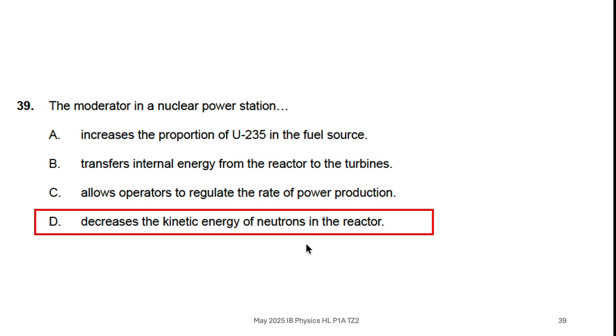The moderator, however, decreases the energy of the neutrons so that they're traveling at an appropriate speed to allow our reactions to happen, and that's why the answer here is D.